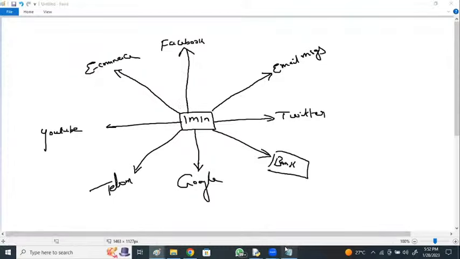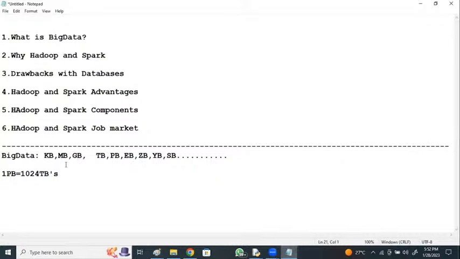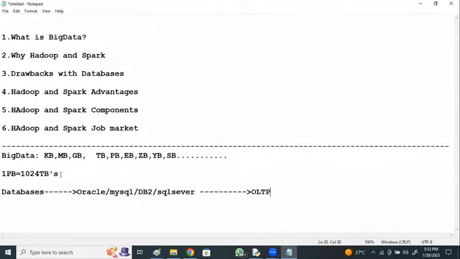Okay. Currently we have databases like Oracle, MySQL, DB2, SQL Server. All these databases are used for OLTP, online transactional processing, for day-to-day operations. But we also have some specialized databases.